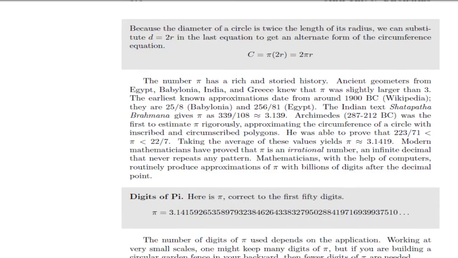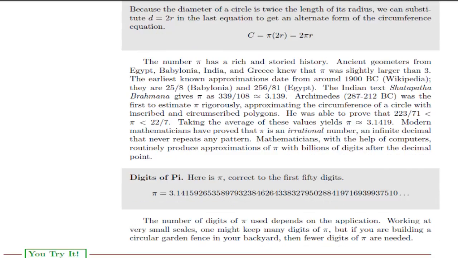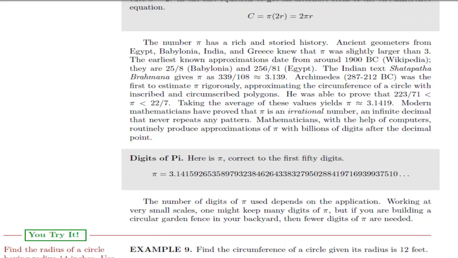Because the diameter of a circle is twice the length of its radius, we can substitute d = 2r in the last equation to get an alternate form of the circumference equation. C = π times 2r = 2πr. The number pi has a rich and storied history.